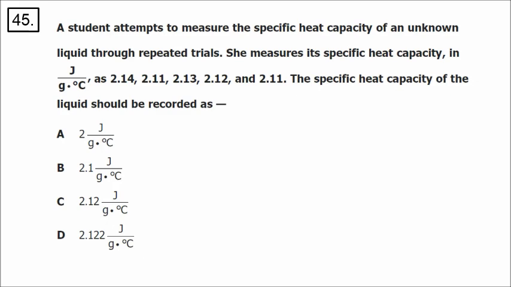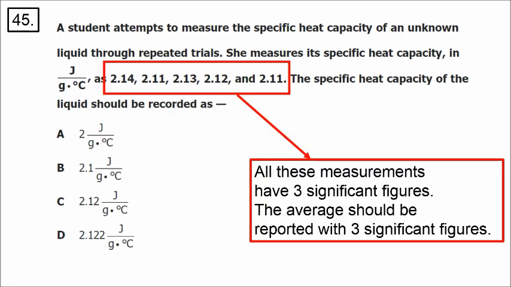Number 45, if we take the average of these 5 measurements, all of these measurements have 3 significant figures, then the average should be reported with 3 significant figures. Correct answer is C.